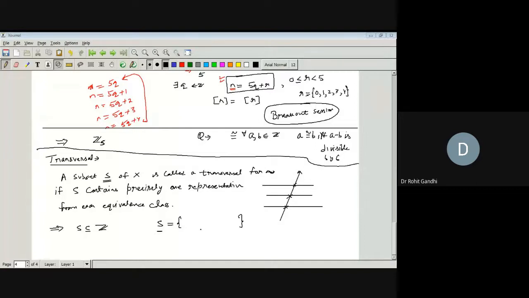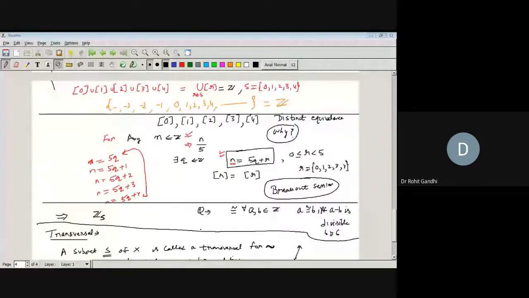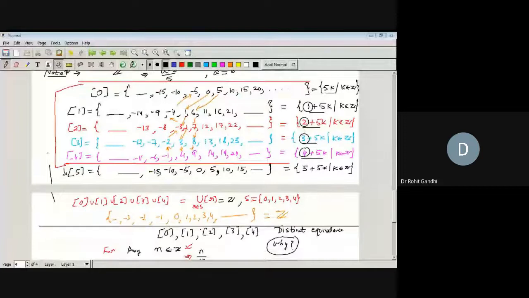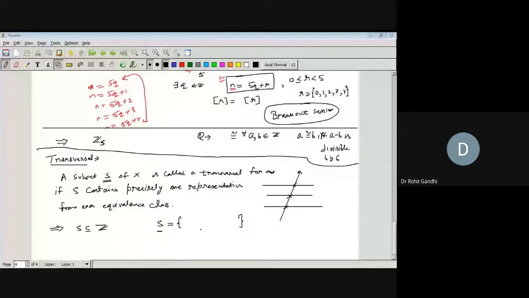If I talk about Z5, I have written here also, which is the set which contains one element of each equivalence class. Ankush Sharma. Yes, sir. 0, 1, 2, 3, and 4. Yes, good. So it's 0, 1, 2, 3, 4. Now, if you see this set, it contains one element of each equivalence class. अगर आप कोई भी equivalence class लें ऊपर से, उसका एक element इसमें जरूर आपको दिखेगा.